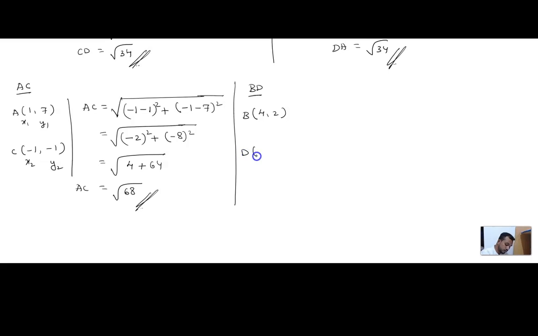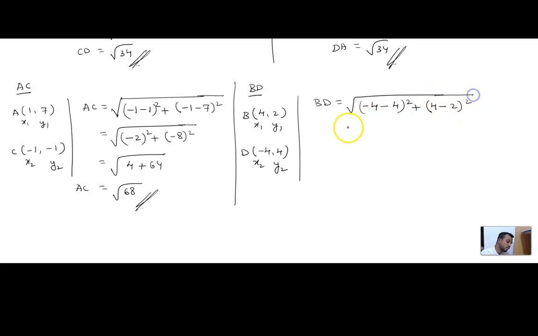And what are the coordinates of D? That is minus 4 comma plus 4. Then this is x1, y1, x2 and y2. Then BD is equal to root of x2, that is minus 4, minus x1, that is plus 4, whole square, plus y2, that is 4, minus y1, that is 2, whole square.